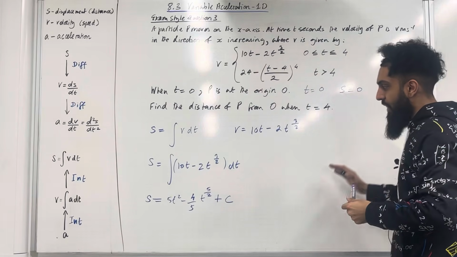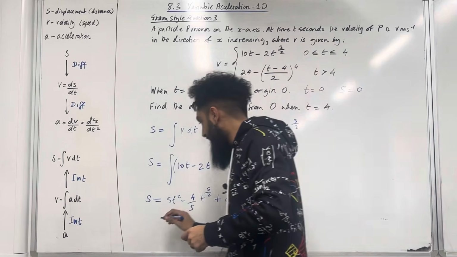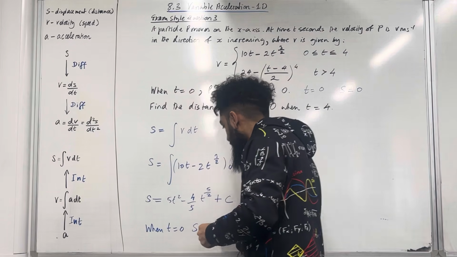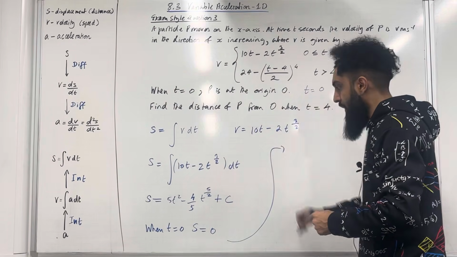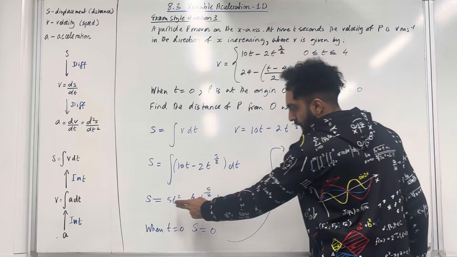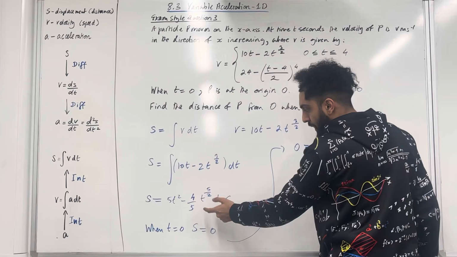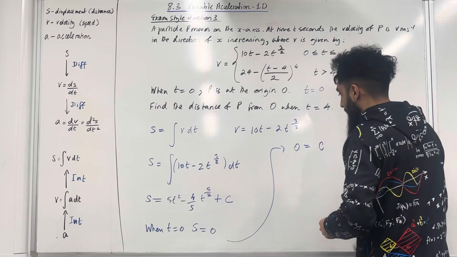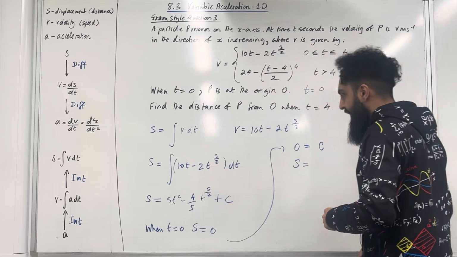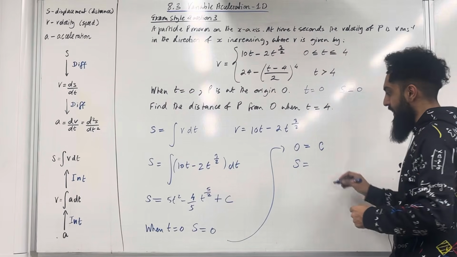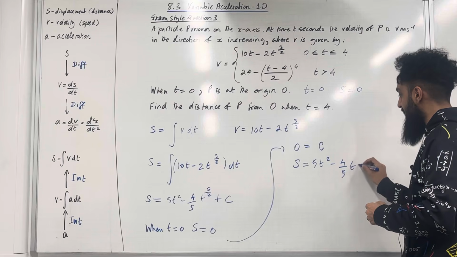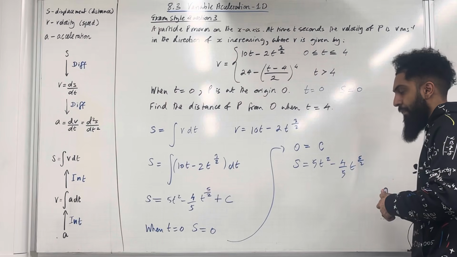We can substitute this into here. So when t is equal to 0, s is equal to 0. So we have 0 is equal to 0 minus 0 plus c. So we just have c. c is equal to 0. So in full, the distance, or you could say the displacement equation, is given by 5t squared minus 4 over 5 t to the 5 over 2.